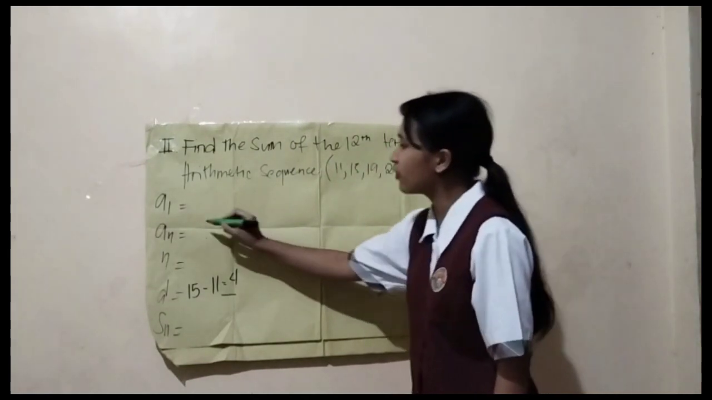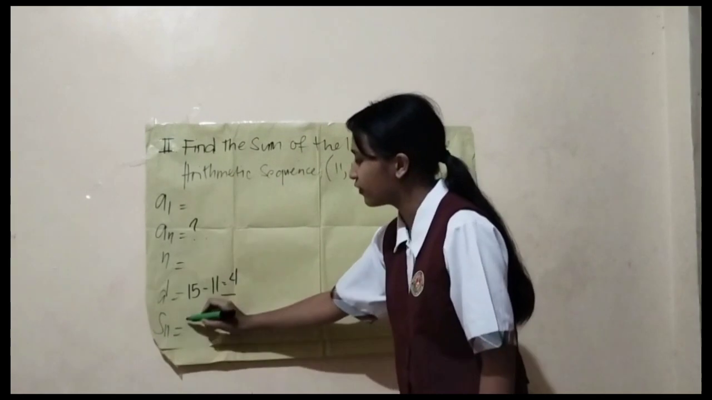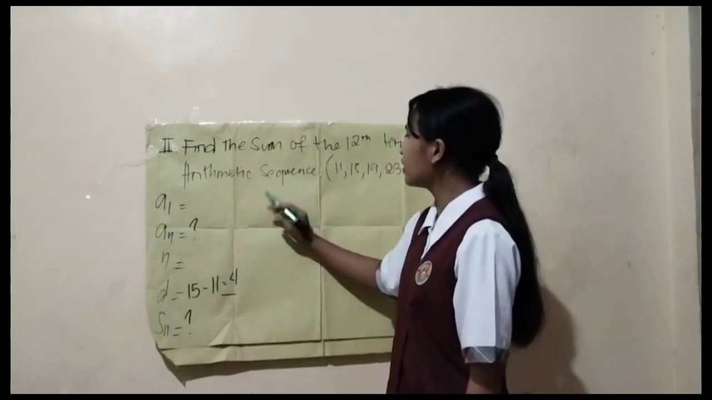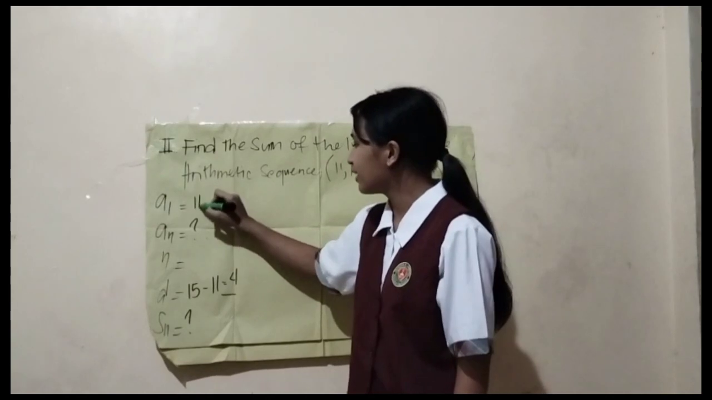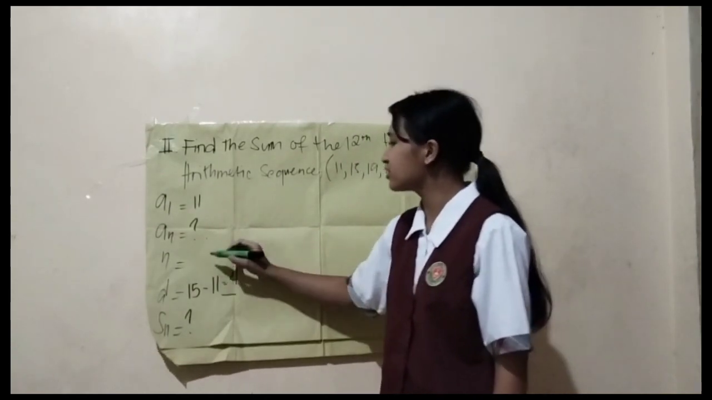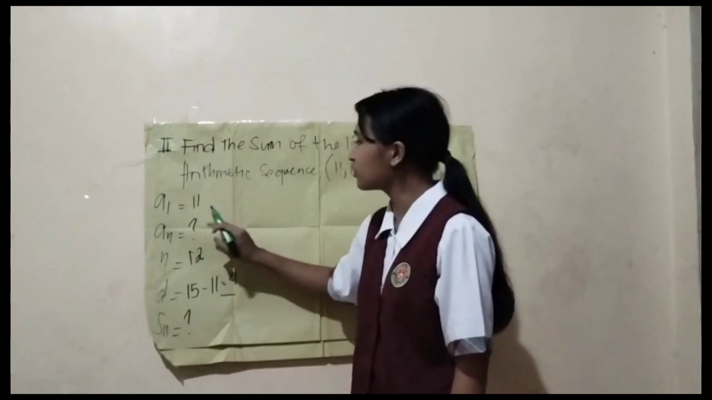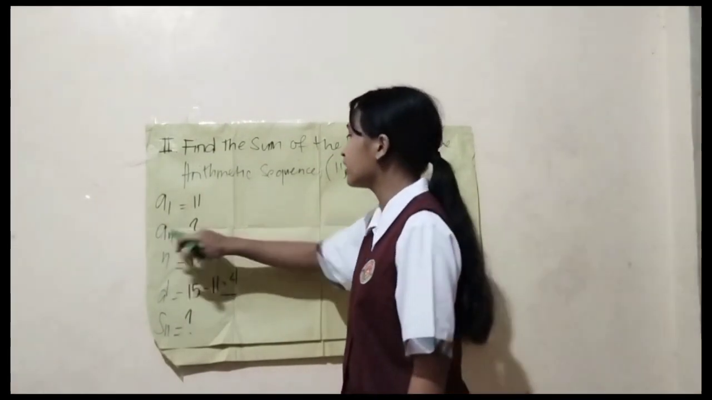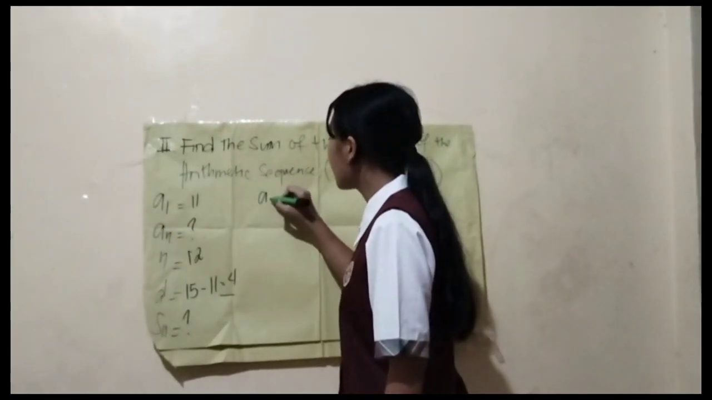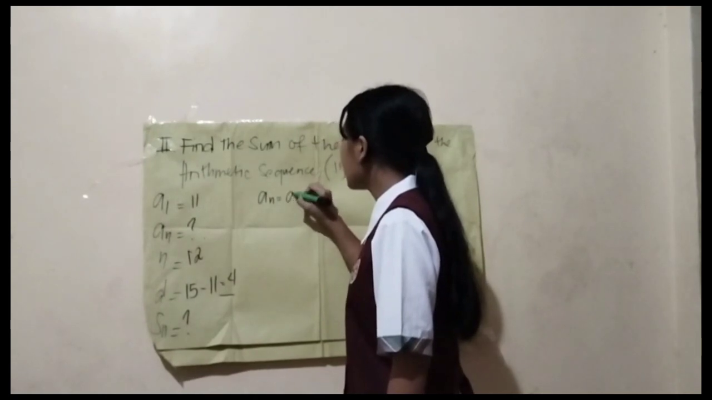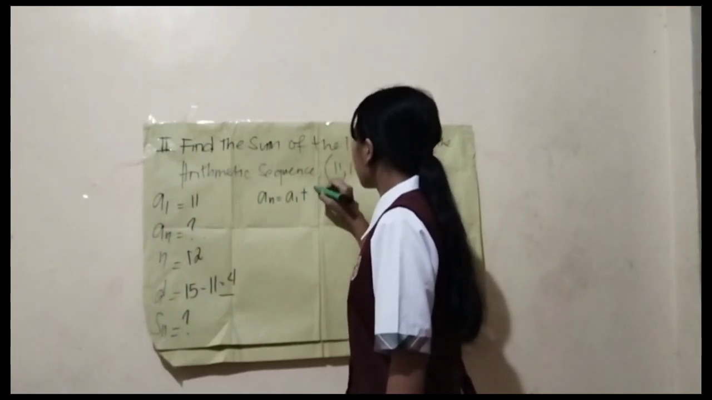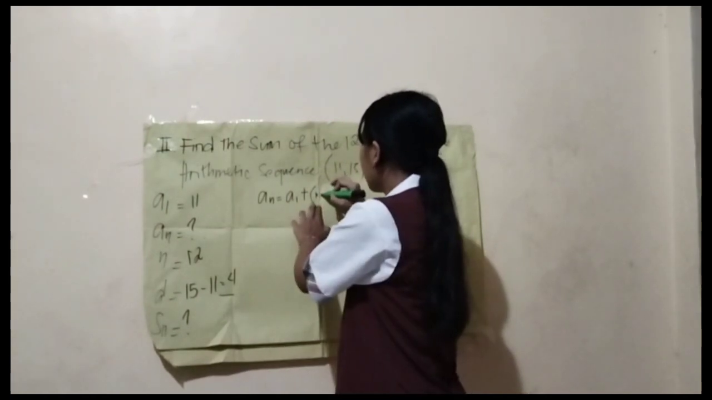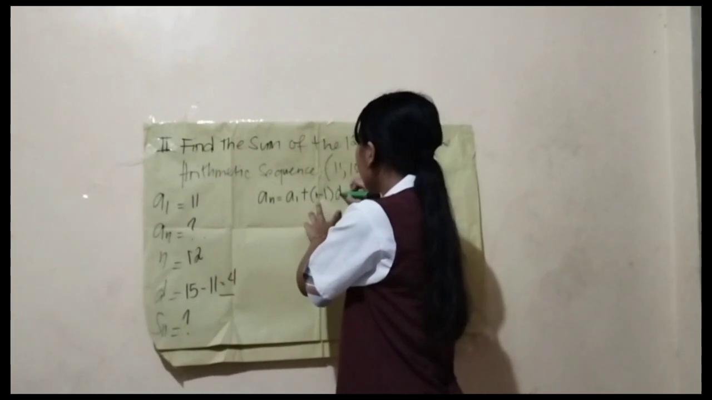We would be looking for the a sub n and the value of s sub n. The value of our a sub 1 is 11. The value of our n is 12. For us to get the value of a sub n, we would be using the general equation, which is a sub n is equal to a sub 1 plus the quantity of n minus 1 times the common difference.